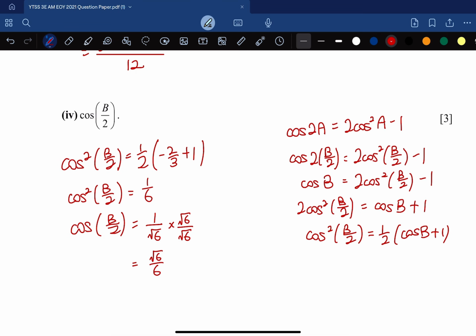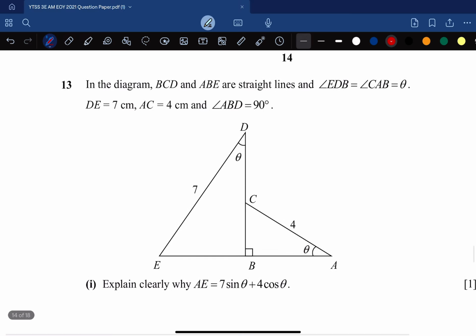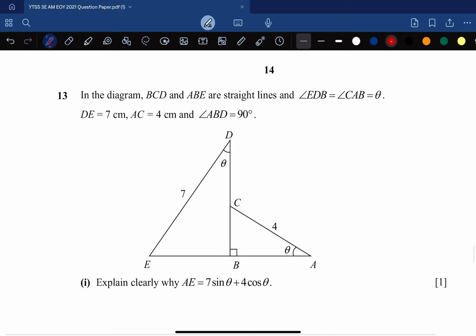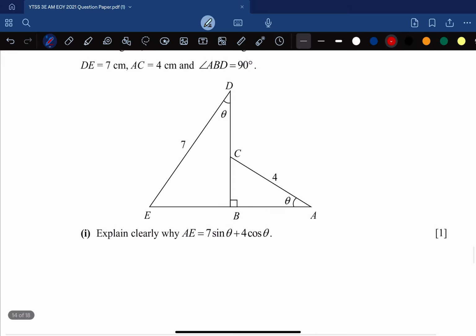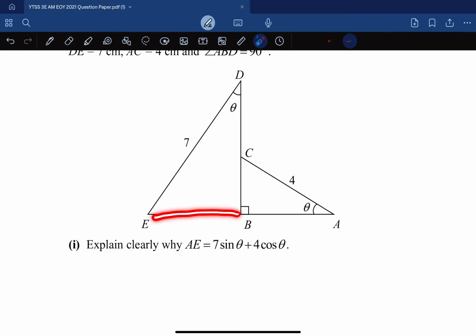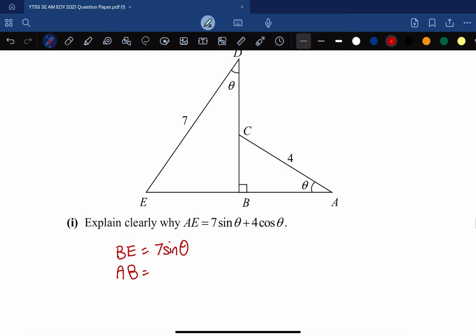Okay, now let's look at question 13. Question 13, this is a diagram made up of two right-angled triangles. Let's look at the question. Explain why AE, which is this length over here, equals 7 sine theta plus 4 cosine theta. By observation, you can see that in this right-angled triangle, we know that this is a right angle as well. BE is equal to 7 sine theta, and AB is equal to this length here. Let me label. This length here is 7 sine theta.